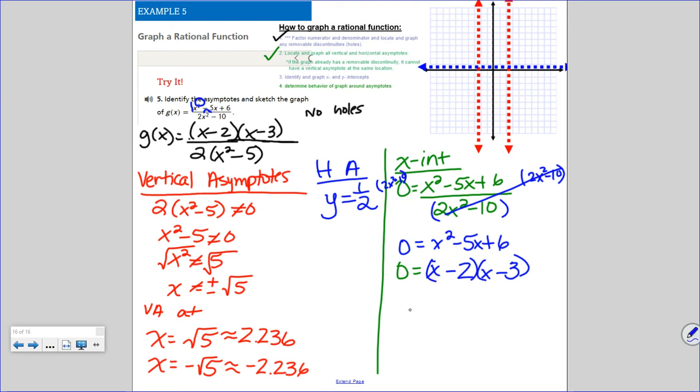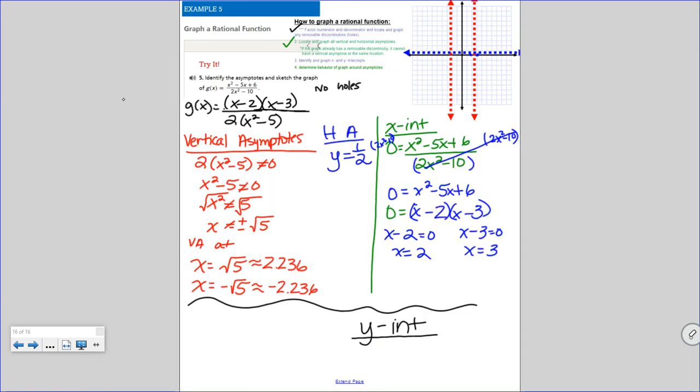Set both of those equal to 0. x minus 2 equals 0. x minus 3 equals 0. So I get that x equals 2 and x equals 3 are my x-intercepts. So I'll put a point at positive 2 and positive 3.